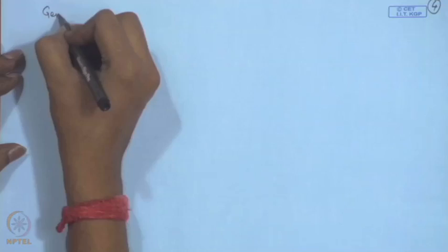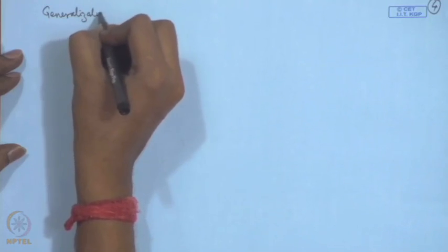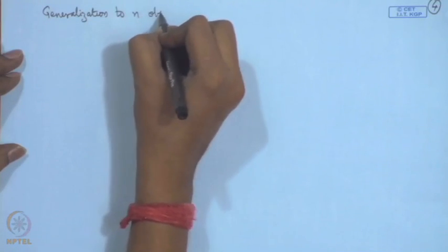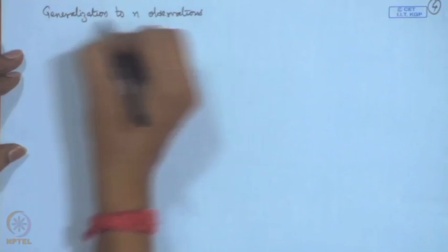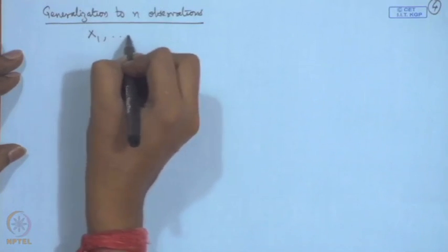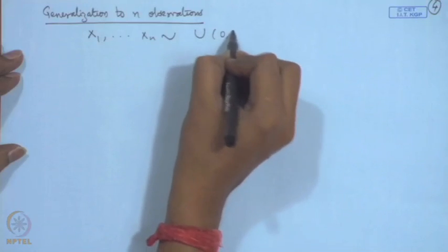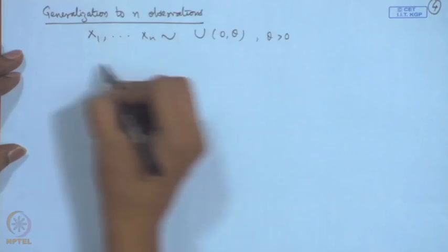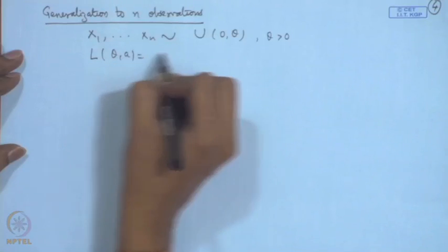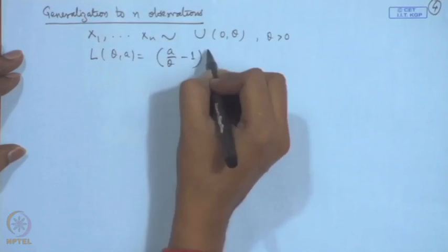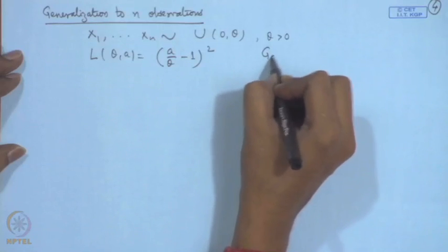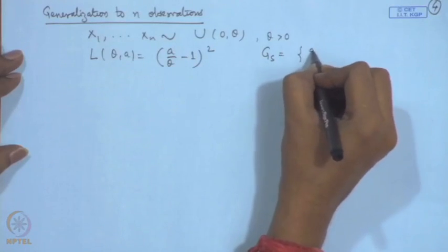Now, I will generalize this problem. Here I have considered only one observation from the uniform distribution. Now, in place of one observation, suppose I have n observations. Let us consider generalization to n observations, that is x 1, x 2, ..., x n follows uniform 0 theta. The loss in estimating theta is once again the same, I am considering to keep the problem invariant. The group of transformations is the scale group of transformations.